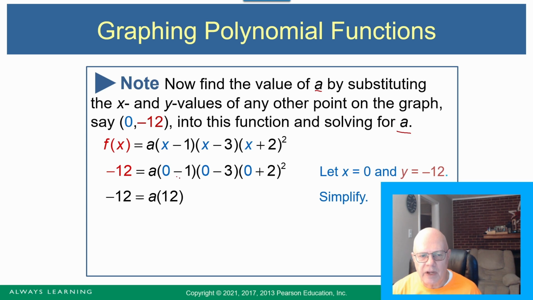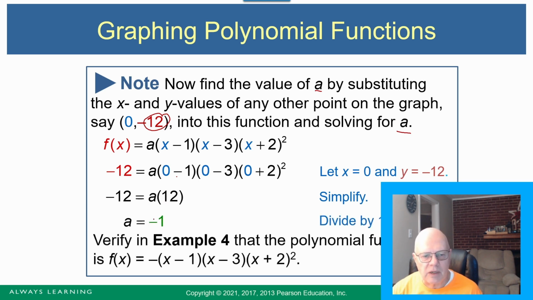So you've got a -1 here, -3 there, and a 2 there, which gets squared. So you have a times -1 times -3 times +4 for a total of 12. So that -12 that you got from here equals 12a, and a equals -1. So now you can take this, put it into here, and you've got the function that you were talking about.